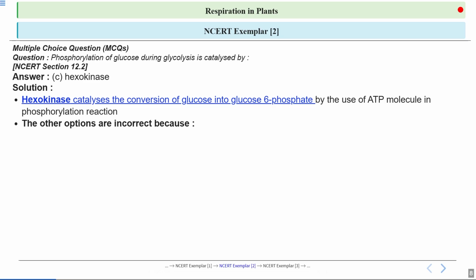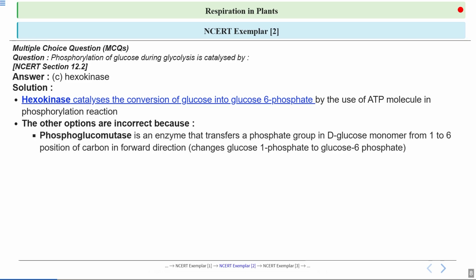Now let us see why the other options are incorrect. One option was phosphoglucomutase. Phosphoglucomutase is an enzyme whose main job is to move a phosphate group from one carbon to another within the glucose molecule. It is not involved in the initial phosphorylation of glucose, but rather in converting glucose 1-phosphate to glucose 6-phosphate, which is important in glycogen metabolism.